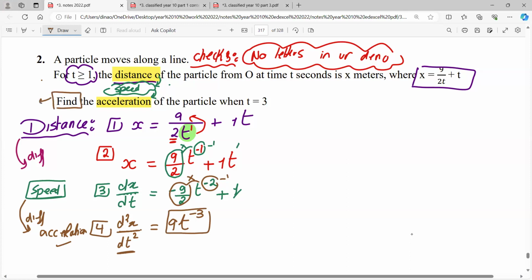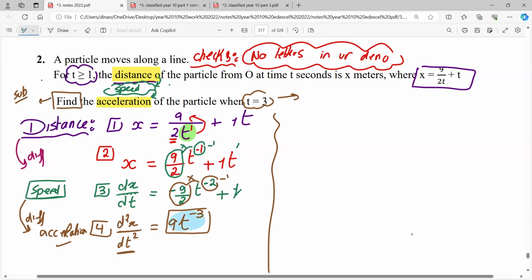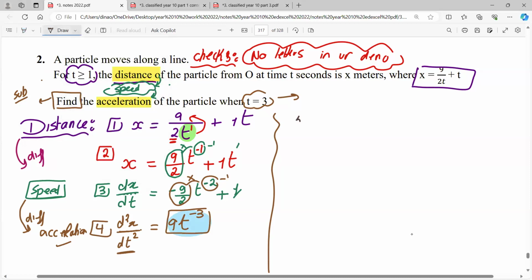Of course, find means I have to substitute in the acceleration. Find the acceleration of the particle when t is equal to 3. Since I am required to find the acceleration, I will definitely use the expression that represents acceleration. And what will I do with this expression over here? I will just substitute the t by 3.